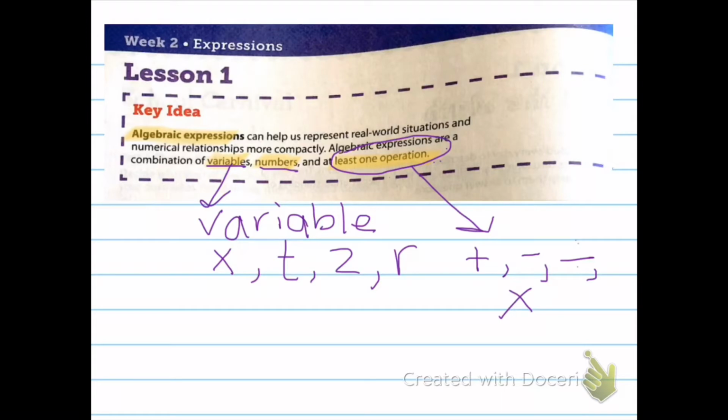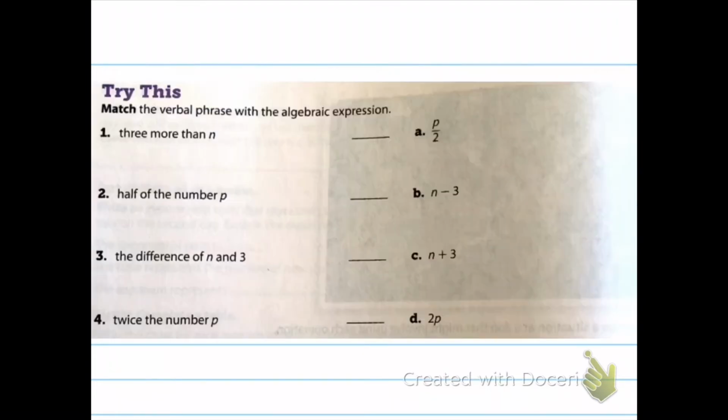So let's get on with some practice. Okay, so here's the first thing we need to practice. It says, match the verbal phrase with the algebraic expression. So let's go through these. Number 1, it says 3 more than n. Well, we could put a number on that. We know, if we've looked at our math vocabulary, that the term more than means addition. And then we know that it wants us to add that to n.